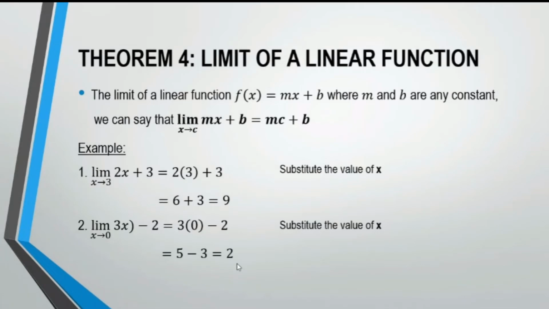Theorem 4, limit of a linear function. The limit of a linear function f of x equal to mx plus b, where m and b are any constants. We can say that limit of mx plus b as x approaches c is equal to mc plus b. Example, limit of 2x plus 3 as x approaches 3 is equal to 2 times 3 plus 3. Just substitute the value of x, then 6 plus 3 is equal to 9. Number 2, limit of 3x minus 2 as x approaches 0 is equal to 3 times 0 minus 2. Just substitute the value of x.